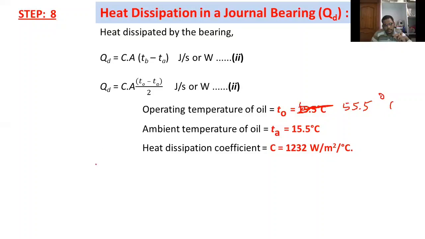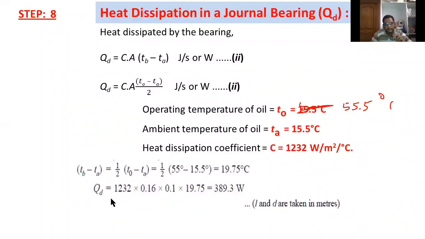So for the amount of heat dissipated here, Tb is not given. The bearing surface temperature is not given. Instead of Tb, T naught is given. That is T naught equal to 55 degrees Celsius, and Ta is 15.5 degrees. By substituting these two values, you can get the value of Tb minus Ta, or 1 by 2 T naught minus Ta. And then you have to substitute the values of C and capital A.